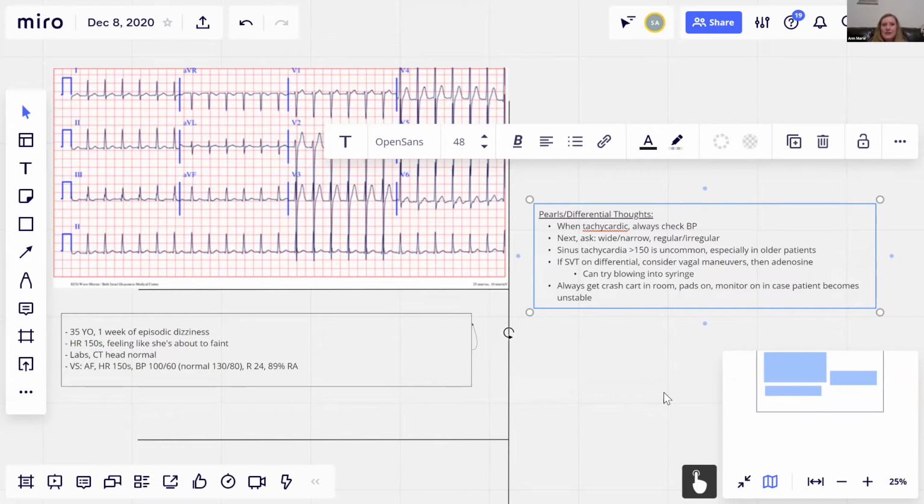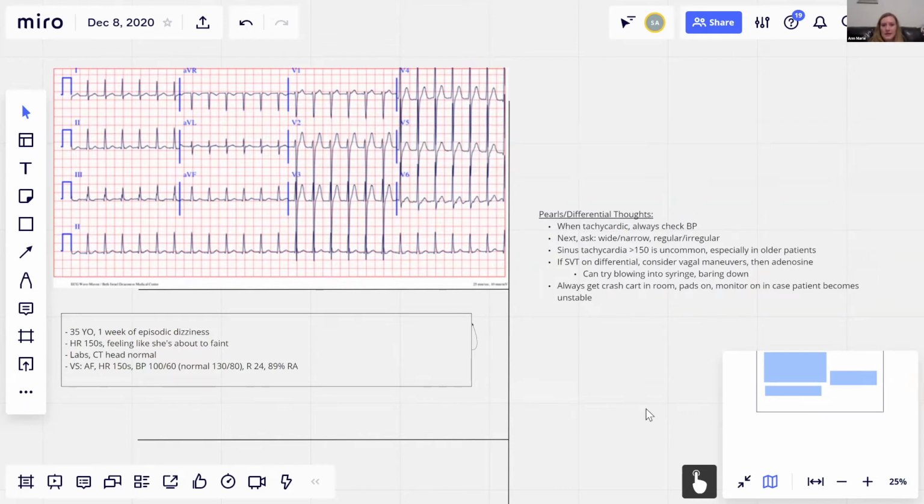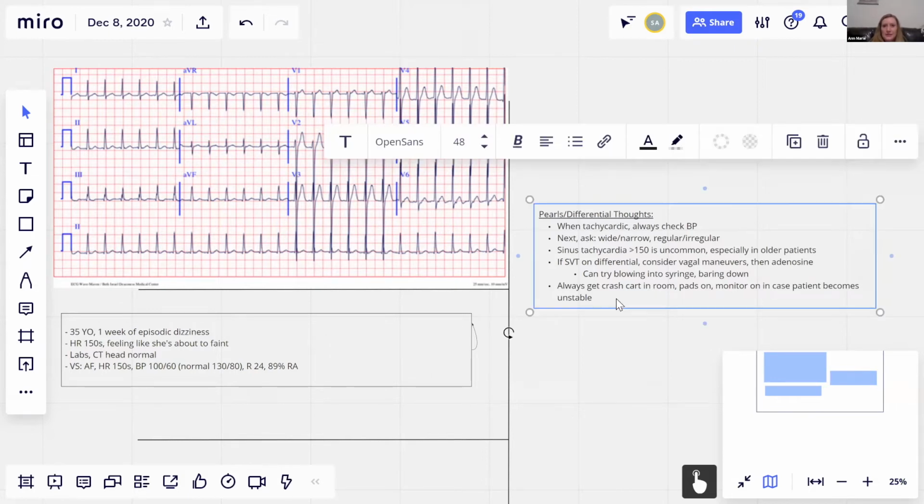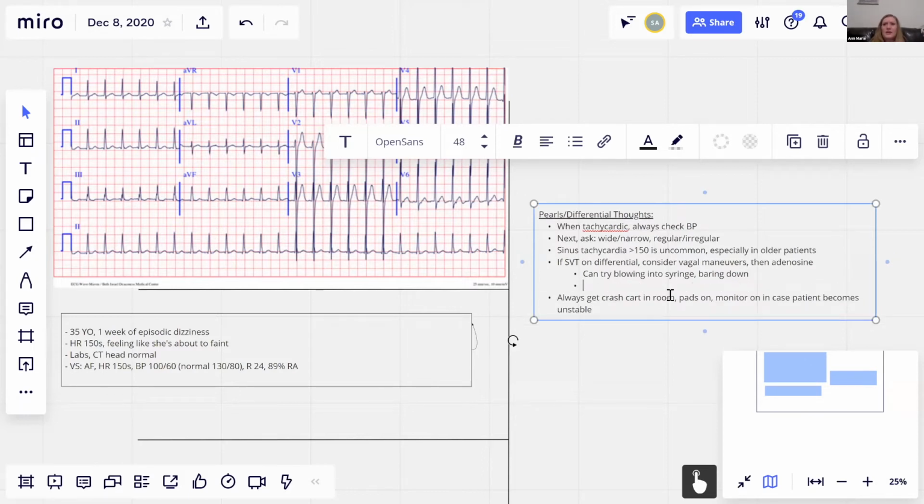Then after that, I make sure they have good peripheral access. If I think there's any chance their volume is down, I get fluids going. Then the algorithm says if this is SVT, give adenosine. If you're giving adenosine, you should have the crash cart nearby and them hooked up to the pads. It's not fun giving adenosine. Recently, I've heard some people say you can try a calcium channel blocker that may be effective, but the classical thing is to give adenosine.